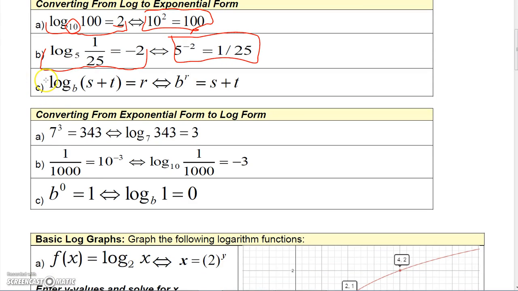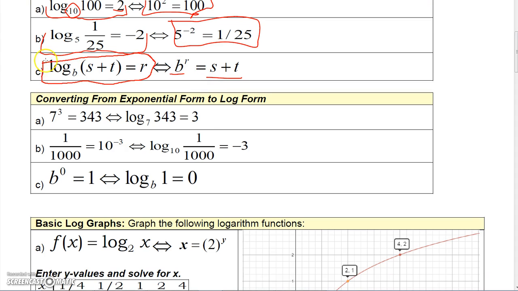The second one is more of an expression. It says the log of s plus t base b equals r. So if I wanted to write that in exponential form, I would take the base b, raise it to what the log equals, r, and then it would equal the argument, which is s plus t. So that's how you convert from log to exponential form.